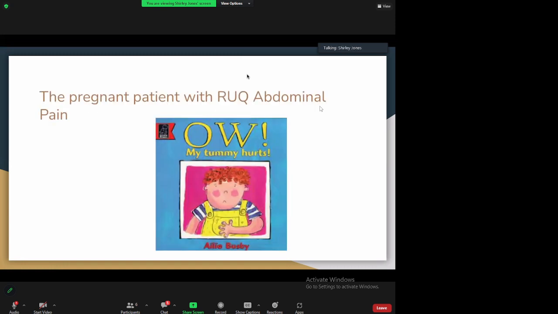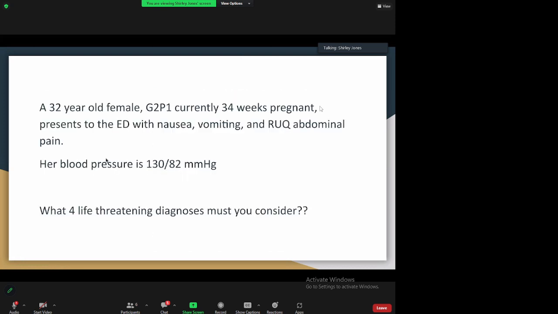All right, so now we'll talk about the pregnant patient with right upper quadrant abdominal pain. So pregnant patient, 32 years old, G2P1, currently 34 weeks pregnant, presents with nausea, vomiting, and right upper quadrant abdominal pain. Her blood pressure is 130 over 82. What 4 life-threatening diagnoses must you consider in a pregnant patient, particularly coming in with right upper quadrant abdominal pain?